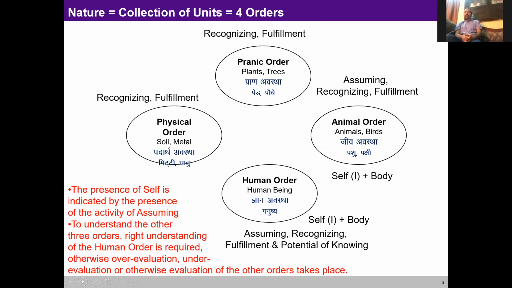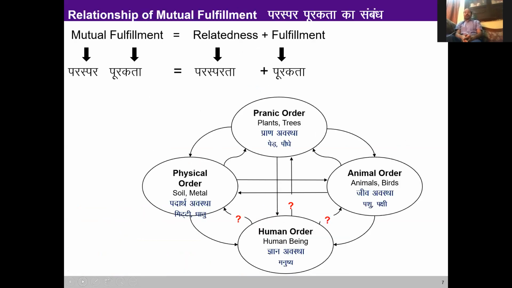Next is the human order. In the human order, we are going to include ourselves. Now let us check what the role of every order is, that they are performing mutually. How the orders, or the units in a particular order, are going to be useful or beneficial, and mutually fulfilled. How? That can be seen in the next slide. Here we have come to know that four major orders are there. Yes, that's very good. We can see the mutual fulfillment is equal to the relatedness and the fulfillment.